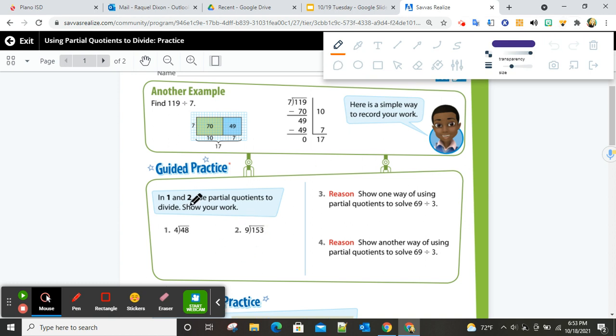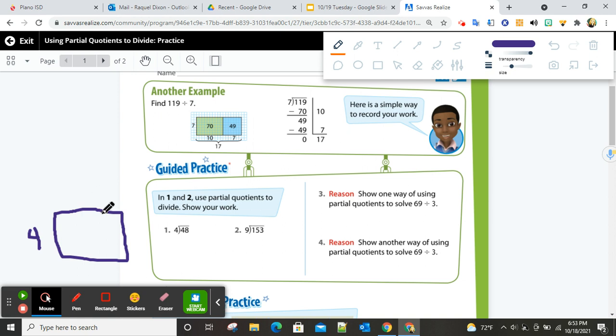So if I look here, it says 48 divided by 4. So I am actually going to draw a picture. I'm going to draw a box and I am dividing by 4. So I know that my divisor is like a factor in a multiplication problem. Now I have a total of 48, and I'm going to be dividing that up using mental math or numbers that are easy for me to multiply by.